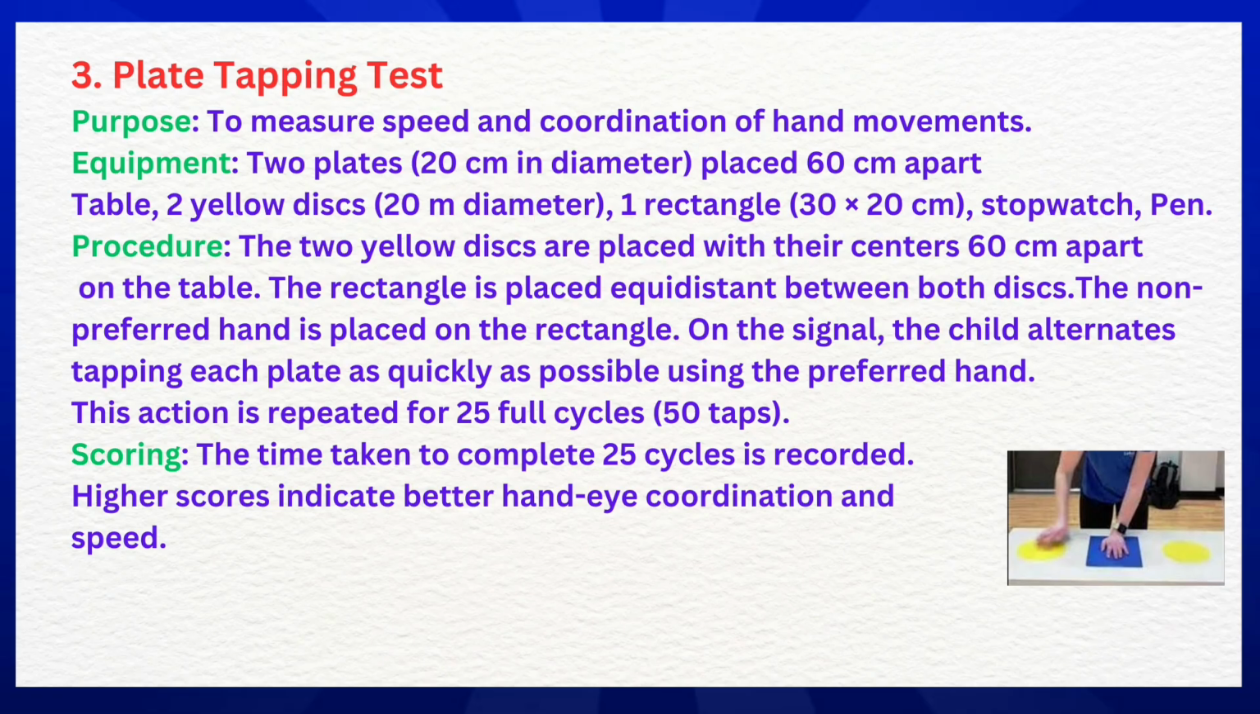On the signal, the child alternates tapping each plate as quickly as possible using the preferred hand. This action is repeated for 25 full cycles, 50 taps. Scoring: the time taken to complete 25 cycles is recorded. Higher scores indicate better hand-eye coordination and speed. These fitness tests provide a comprehensive overview of a child's physical fitness, focusing on body composition, balance, coordination, and agility, all crucial for their holistic development.